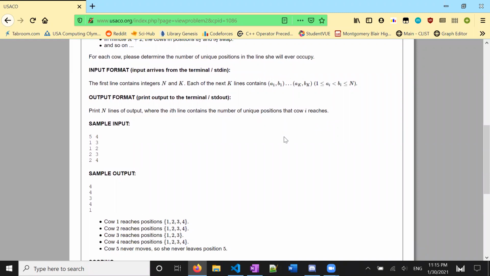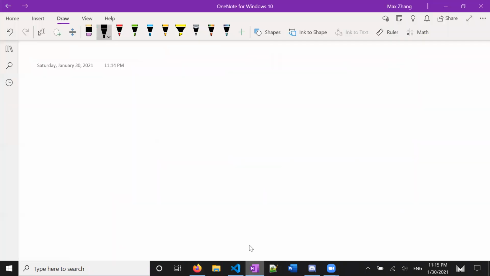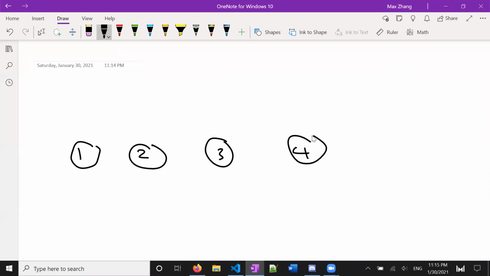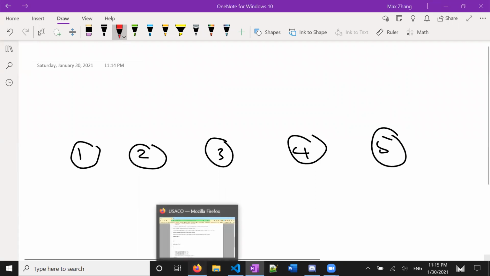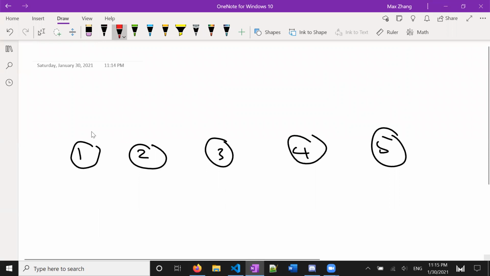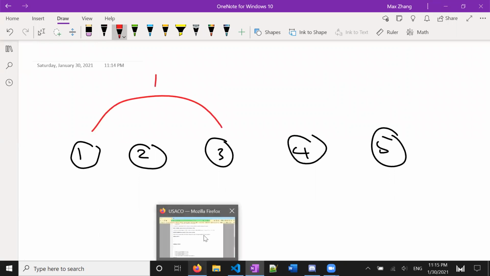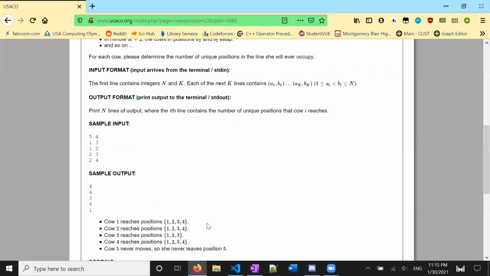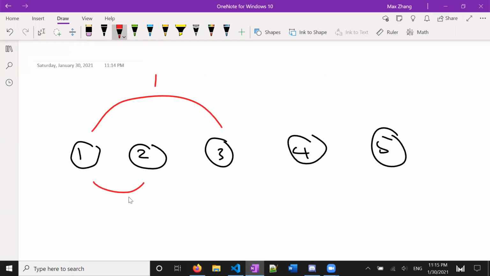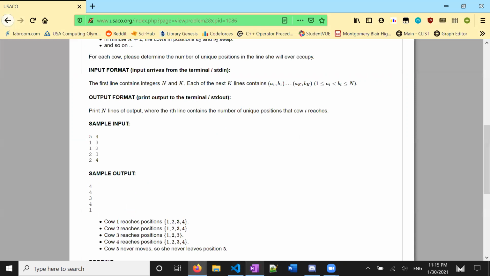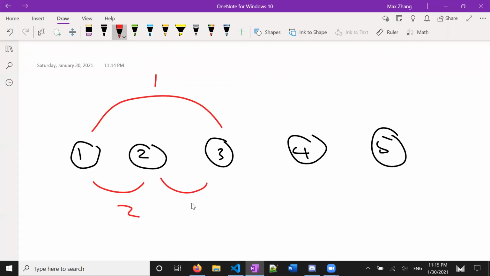So let's take a look at this sample as an example. In the sample, we have 5 cows. Then we have a swap, the first swap is between positions 1 and 3. The second swap is between 1 and 2. Then between 2 and 3, and then finally 2 and 4.